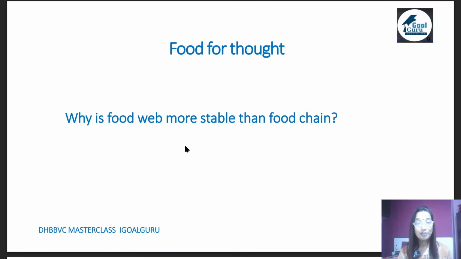But in a food web, organisms have multiple food sources. Okay, so if one food source is unavailable, they can switch to another. Therefore, food webs are much more stable than food chains. This diversity protects the ecosystems from sudden collapse. Okay, now what you have to think, suppose the insects become very few.